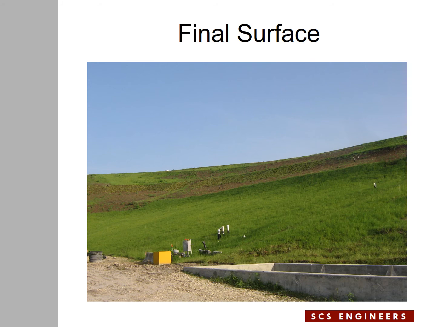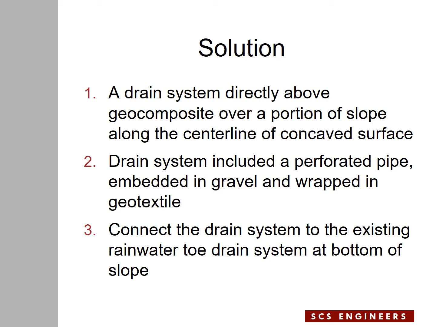So we started thinking how we can address this issue and how we can solve it. And we came up with this solution. I'm not saying that this is the only solution for these cases, but we arrived at this solution because the partial closure was already constructed. And the solution was that we devised a drain system directly on top of the composite along the center line of the concave surface. And this drainage system was a very simple system.